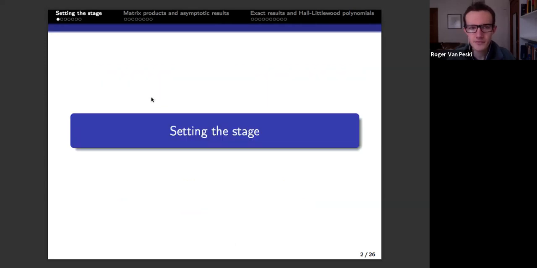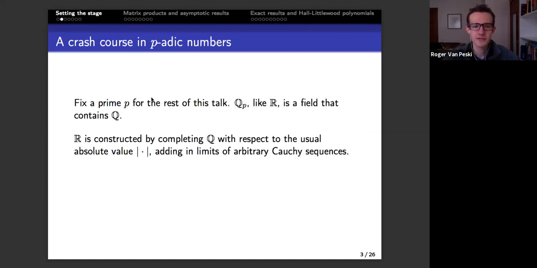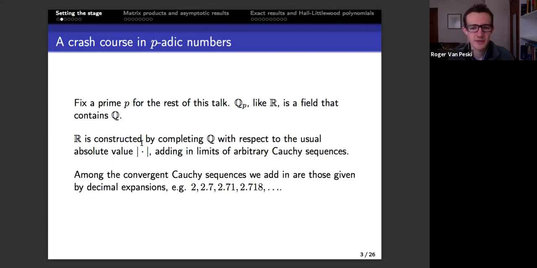Okay, so first let me introduce p-adic random matrices and what we do with them. Let's just fix a prime p for the whole talk. And these random matrices are going to be over this field Q_p, which, like the real numbers, is some field which contains Q. How do you get the real numbers? Well, you take Q, and then you have this absolute value, and you complete, so you add in limits of arbitrary Cauchy sequences. In particular, among these Cauchy sequences, you have successive truncations of a decimal expansion. And so usually when you think about a real number, you're just thinking about this decimal expansion.